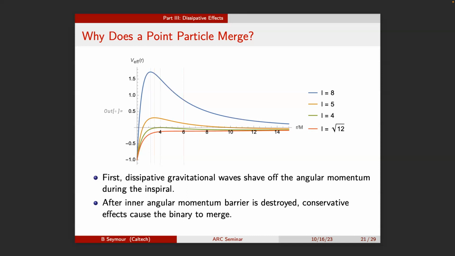My point is, as gravitational waves radiate angular momentum, this angular momentum barrier gets destroyed, and at some point the conservative motion causes the particle to plunge into the black hole. That's why it's the merger. The merger is slightly different from the inspiral: the inspiral is dominated by gravitational radiation, but the merger is caused by the loss of this barrier and the plunge into the black hole. That's why binaries eventually merge.